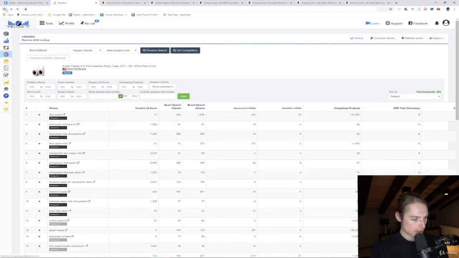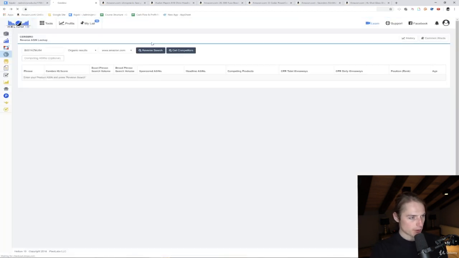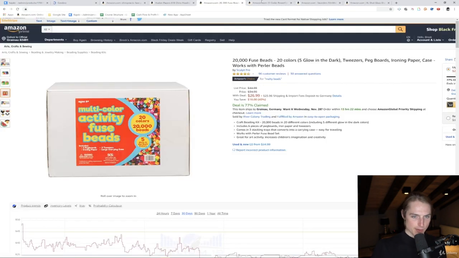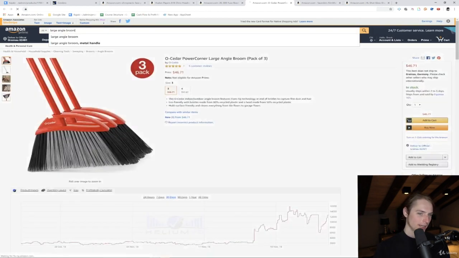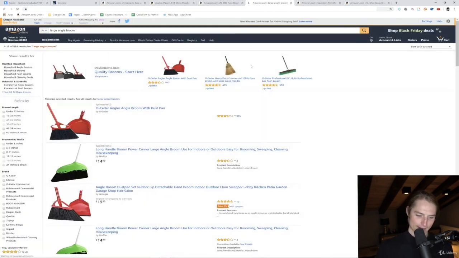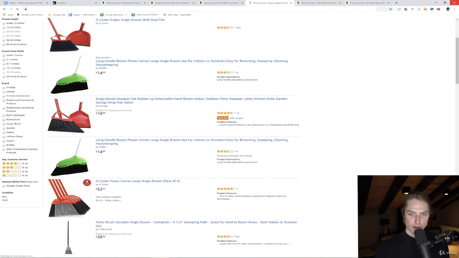Okay, so this is just the general technique here. If you keep looking, obviously we found some interesting markets, kind of beads. I would dig deeper into the bead market here, potentially. I don't know why this broom is selling for so much. I mean, I guess I could look up a large angle broom quick. I can't help myself. All right, let's look at the large angle broom market.